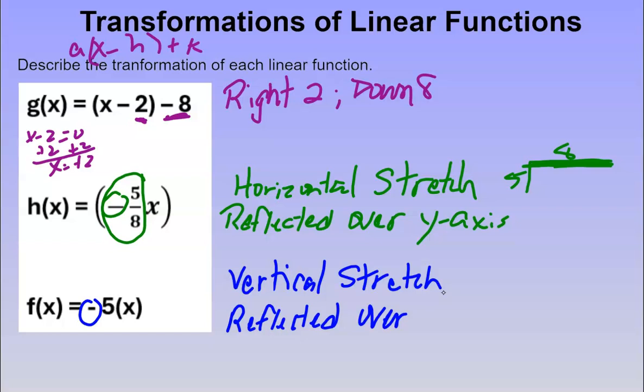The last thing that I'm going to be doing is multiplying by a negative 5, which means it goes from a positive y value to a negative y value. So that goes over the x-axis. So that is how you can describe the transformations of linear functions.